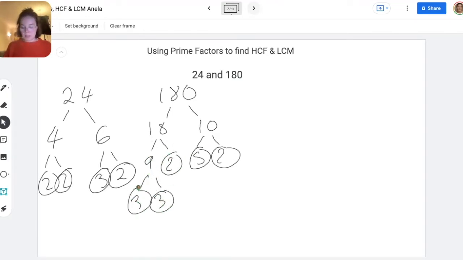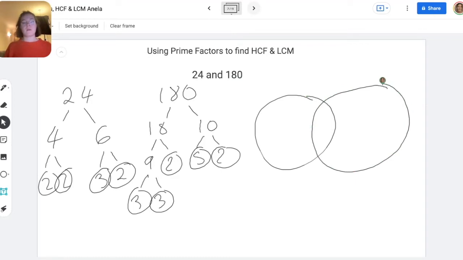Now the next thing we want to do is draw a Venn diagram. A Venn diagram is just two circles that overlap. So what we want to do is categorise all the factors in 24 and all the factors in 180 and which ones they have in common. So this right one will be 24 and this next one will be 180. So what factors do 24 and 180 have in common? So let's have a little gander.